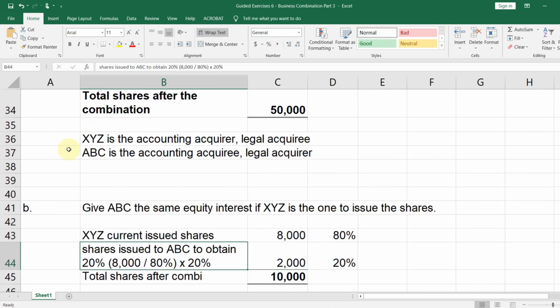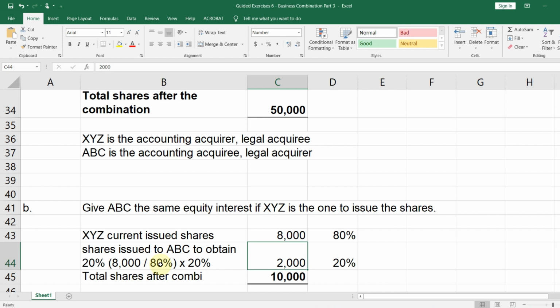So, look at this. 8,000 divided by 80%. When you divide it by 80%, you get 10,000. Multiply it by 20%, which is the equity interest of ABC, and you get 2,000 shares to be given. So that's our basis for the computation of the consideration transferred. I hope it's clear to you how to do reverse acquisition. Is it okay? Does it make sense? It's easy.